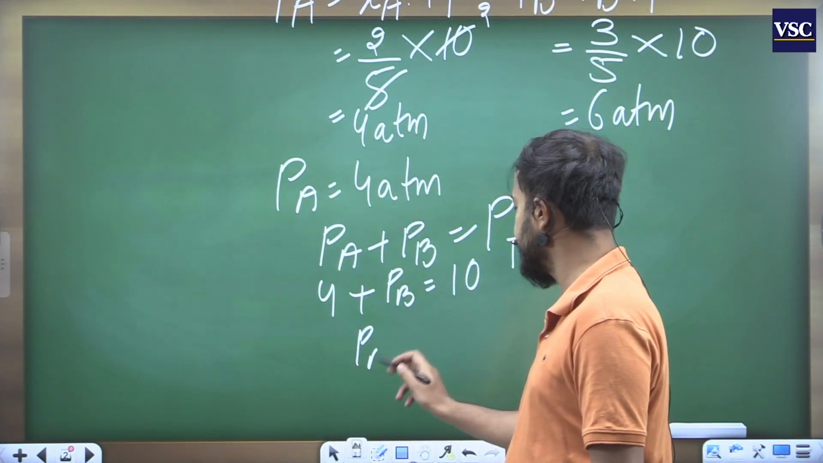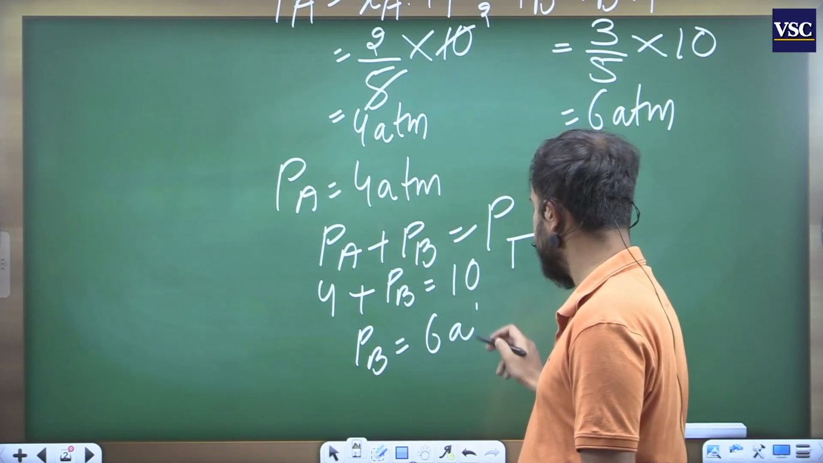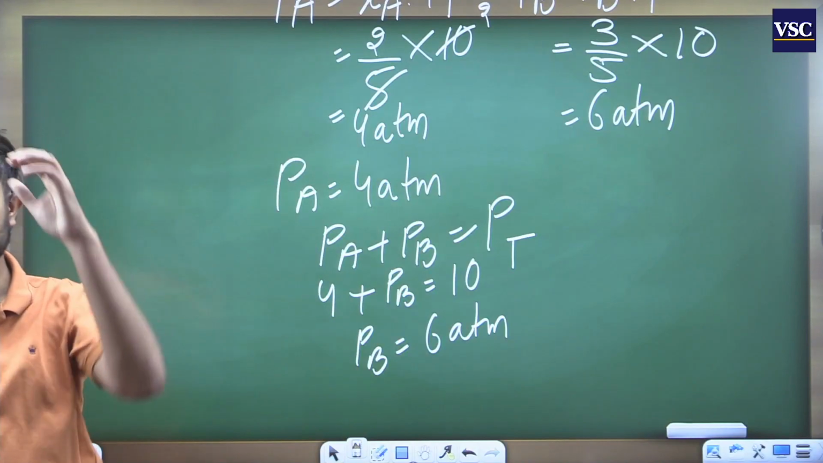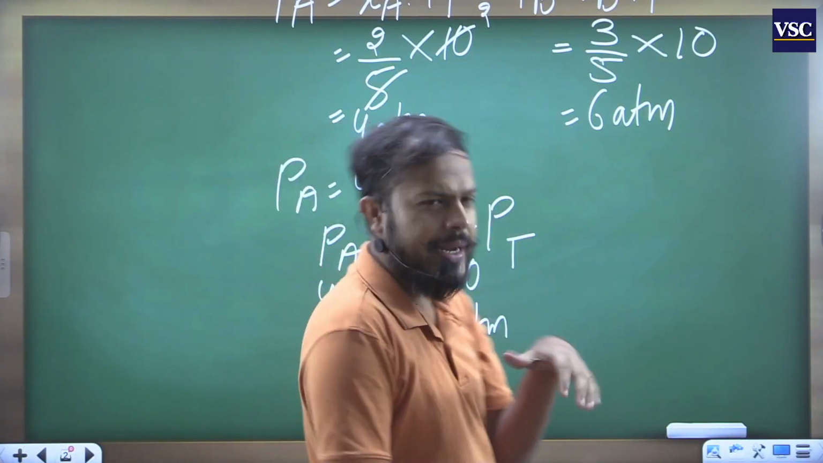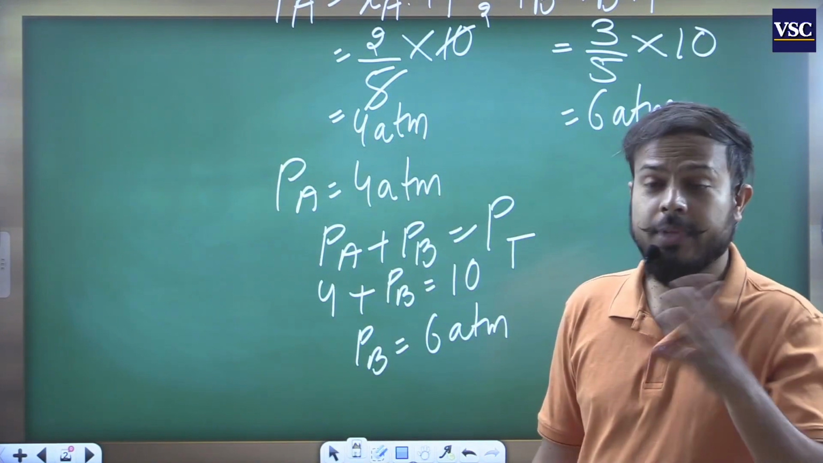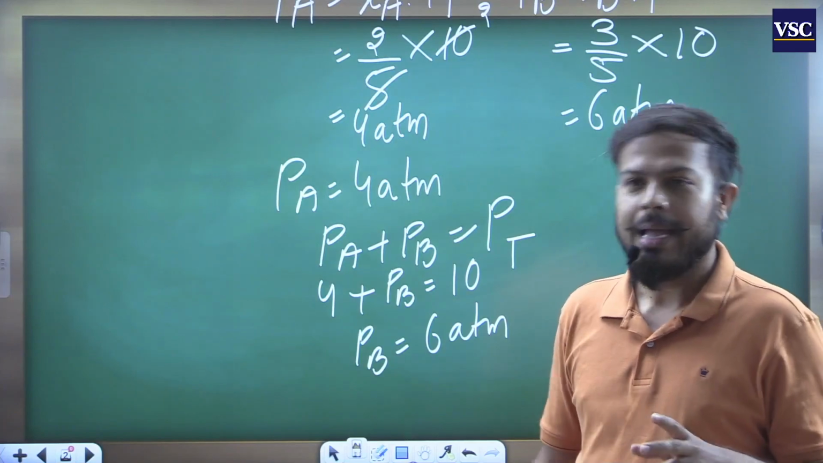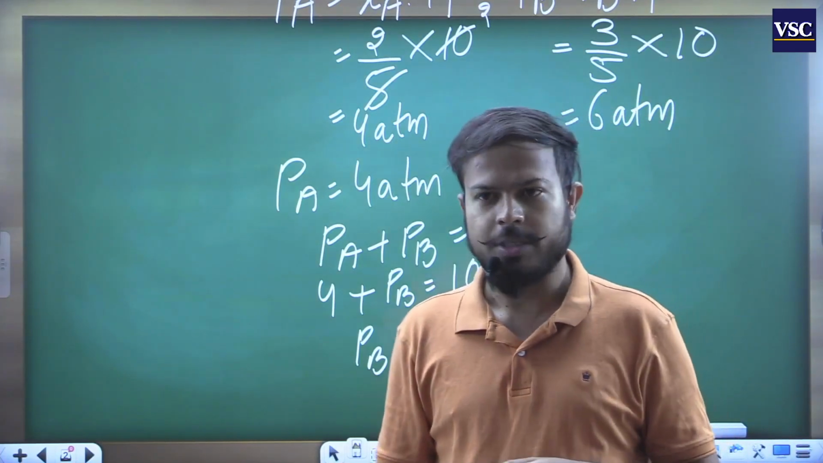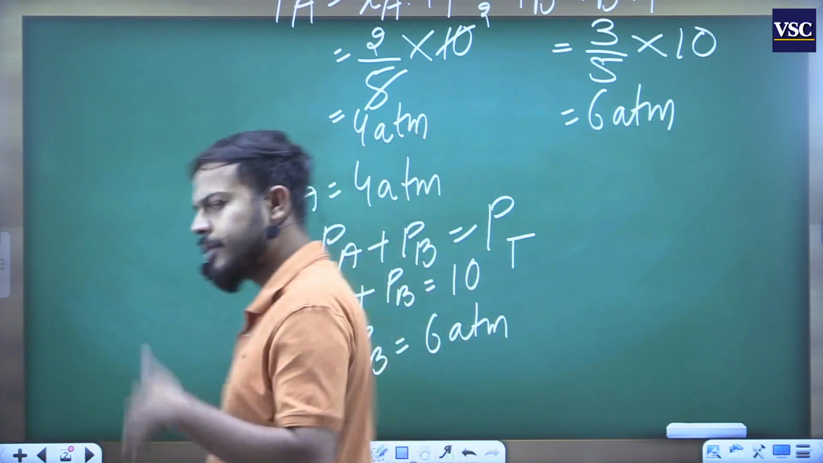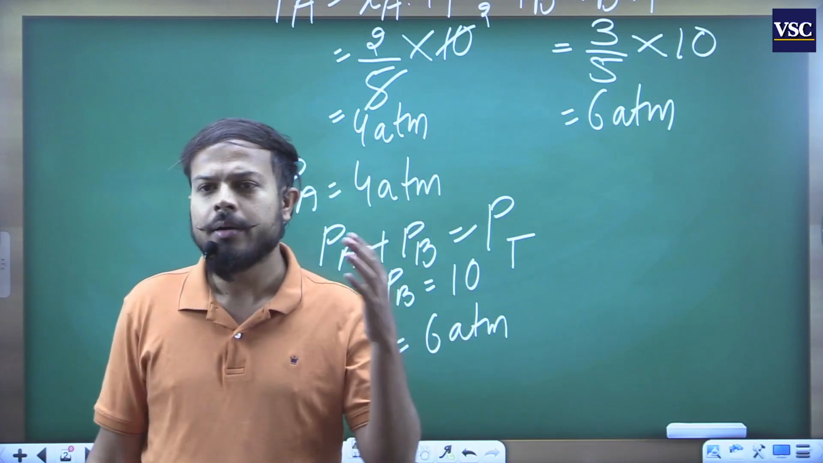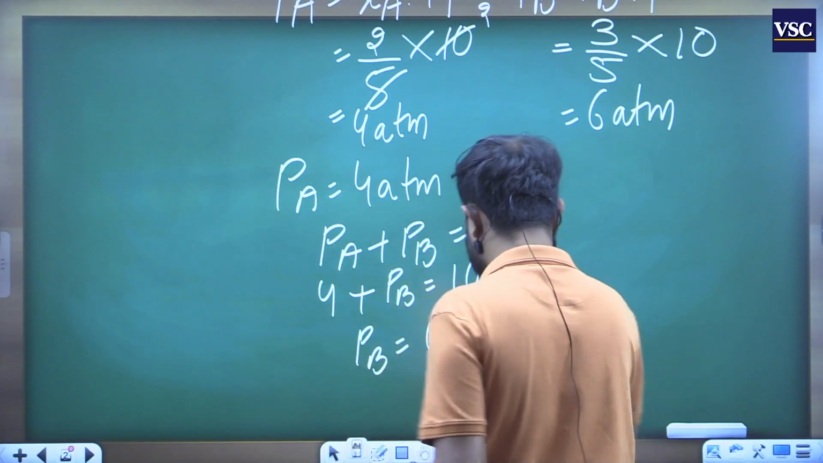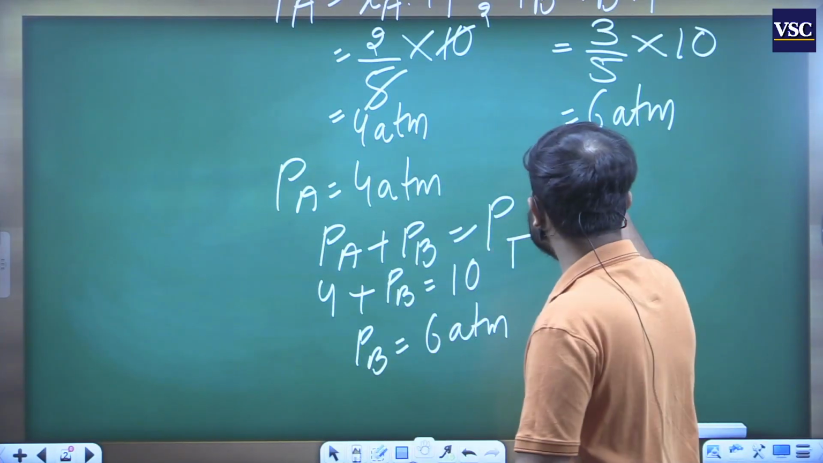What is the result you got? 6 atm. Did we get the same result by formula? Yes, we got the same result. Okay, so either you find the individual partial pressures, or you find the partial pressure of 2 gases. If 3 gases are given, then find the pressure of 2 gases and subtract it from the total pressure. You get the partial pressure of the third, because ultimately the total pressure is equal to the sum of the partial pressures of each and every gas which is present inside the container. Okay, got the answer? Understood?